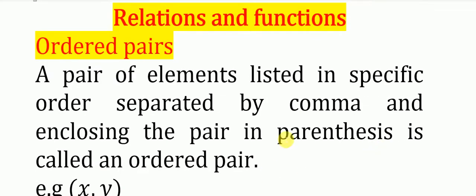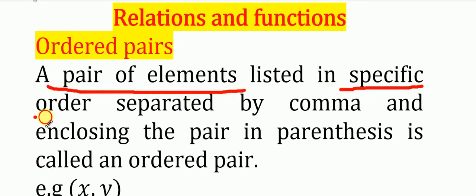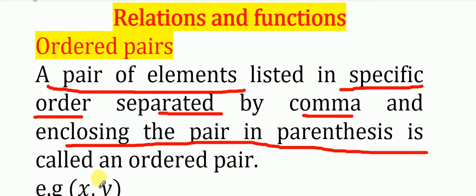First, we will define what an ordered pair is. A pair of elements listed in a specific order, separated by a comma and enclosed in parentheses, is called an ordered pair. An example of an ordered pair is (x, y).